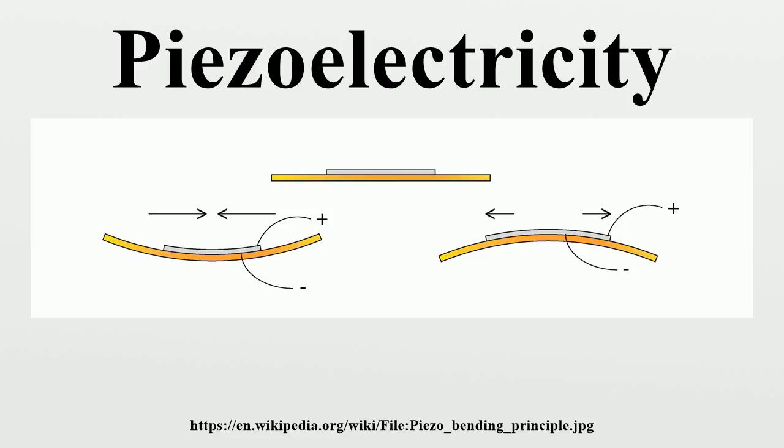Dipoles near each other tend to be aligned in regions called Weiss domains. The domains are usually randomly oriented, but can be aligned using the process of poling, a process by which a strong electric field is applied across the material, usually at elevated temperatures. Not all piezoelectric materials can be poled.